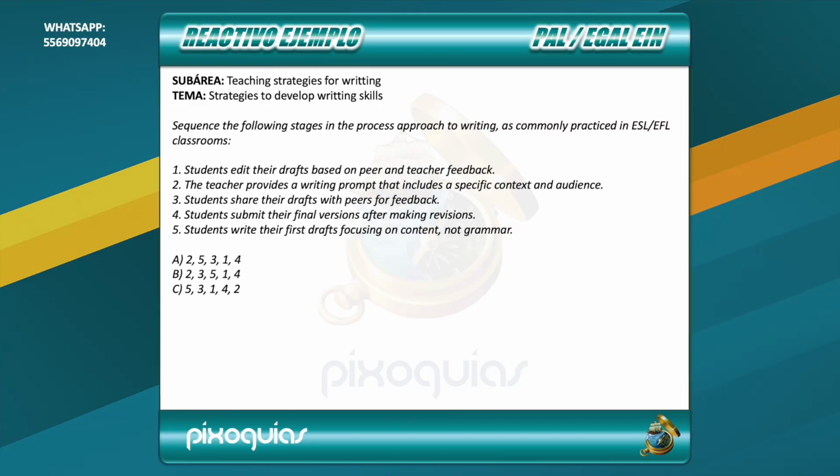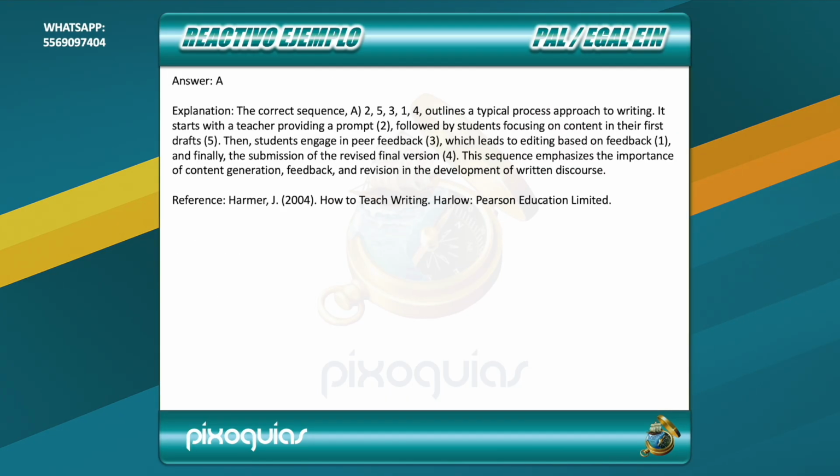Option A: 2, 5, 3, 1, 4. Option B: 2, 3, 5, 1, 4. Option C: 5, 3, 1, 4, 2. The correct answer is A. Let me explain. The correct sequence 2, 5, 3, 1, 4 outlines a typical process approach to writing. This starts with the teacher providing a prompt, which is 2, followed by students focusing on the content in their first drafts, which is 5.